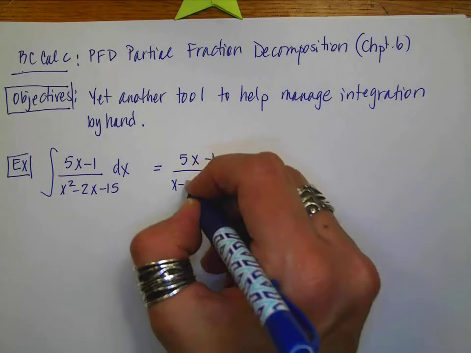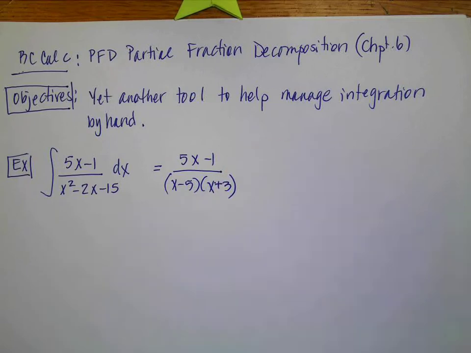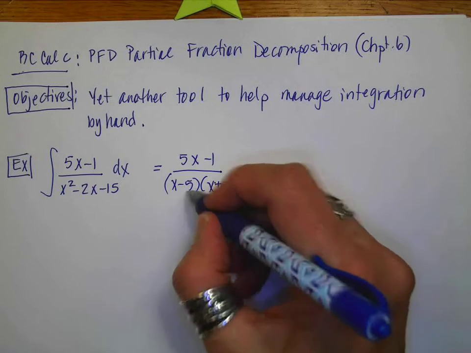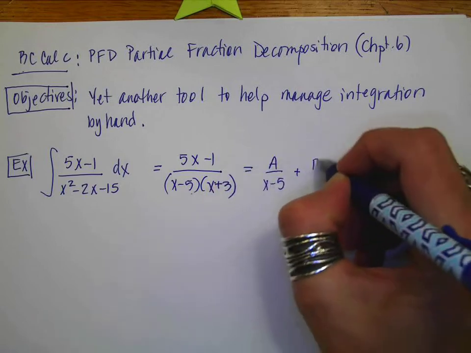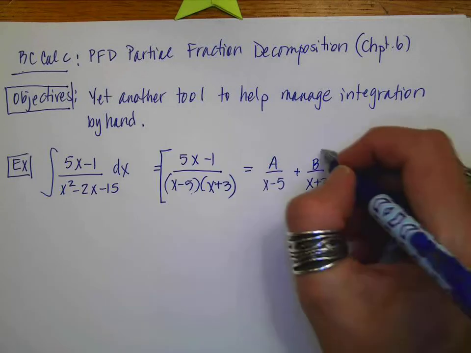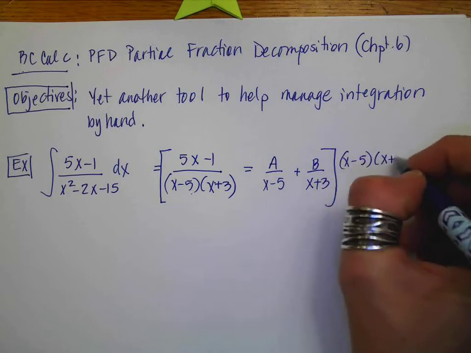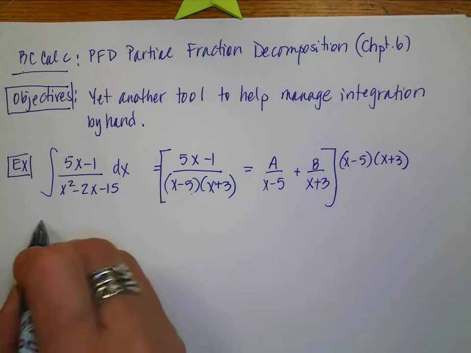I'm going to write this in its factored form, x minus 5 times x plus 3, okay? And now when I separate this, both of these are linear factors, so I'm going to write A over x minus 5 and B over x plus 3. I'm going to multiply both sides of the equation by the lowest common denominator. So I'm going to start with this side.